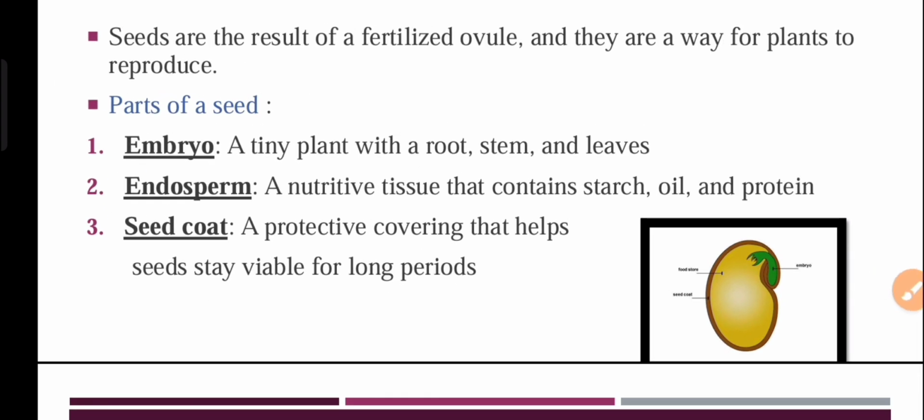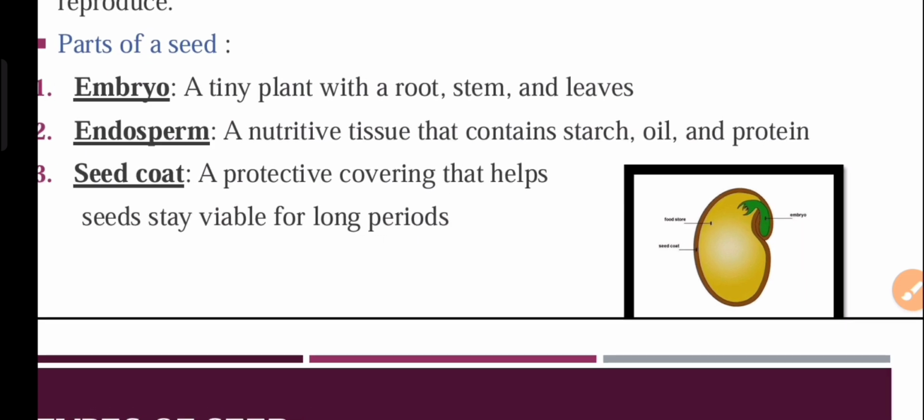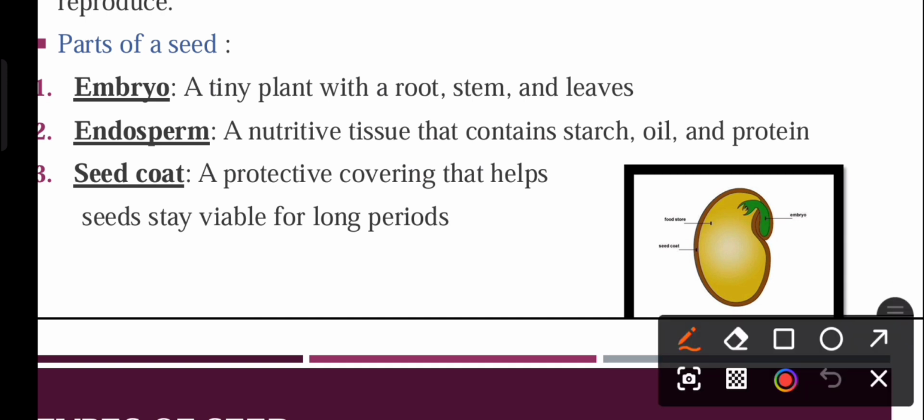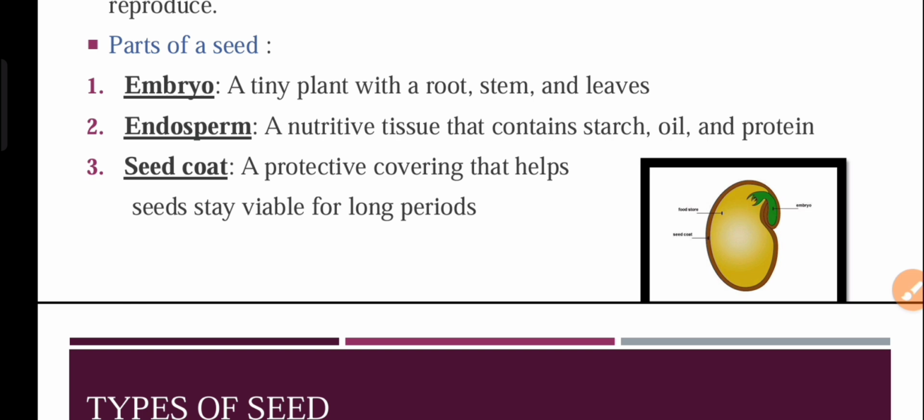And then the endosperm. It is a nutritive tissue that consists of starch, oil, and protein. This is the nutritive part, the endosperm, and this is the seed coat, and this is the embryo. So this is about the parts of the seed.